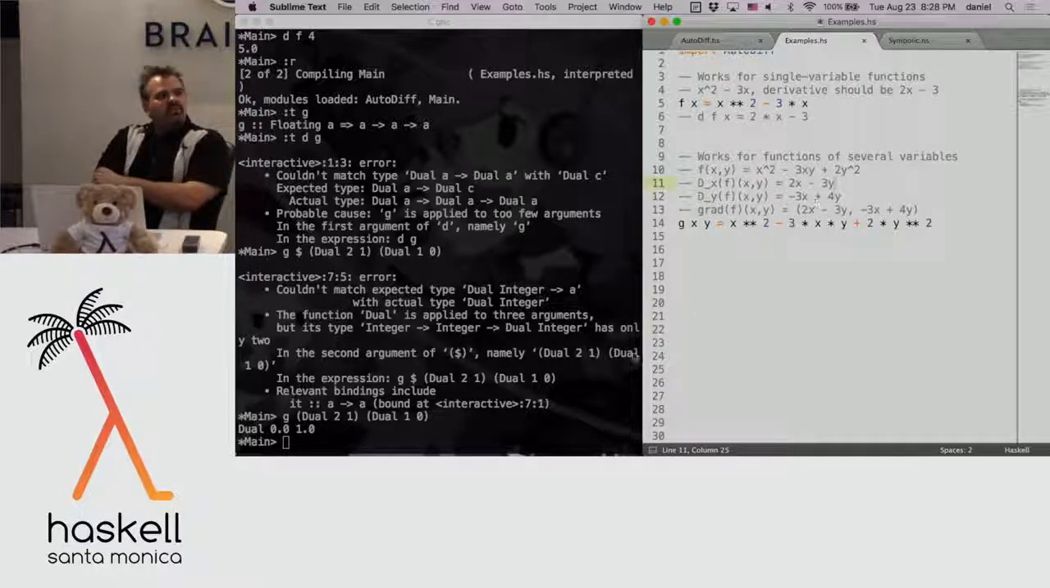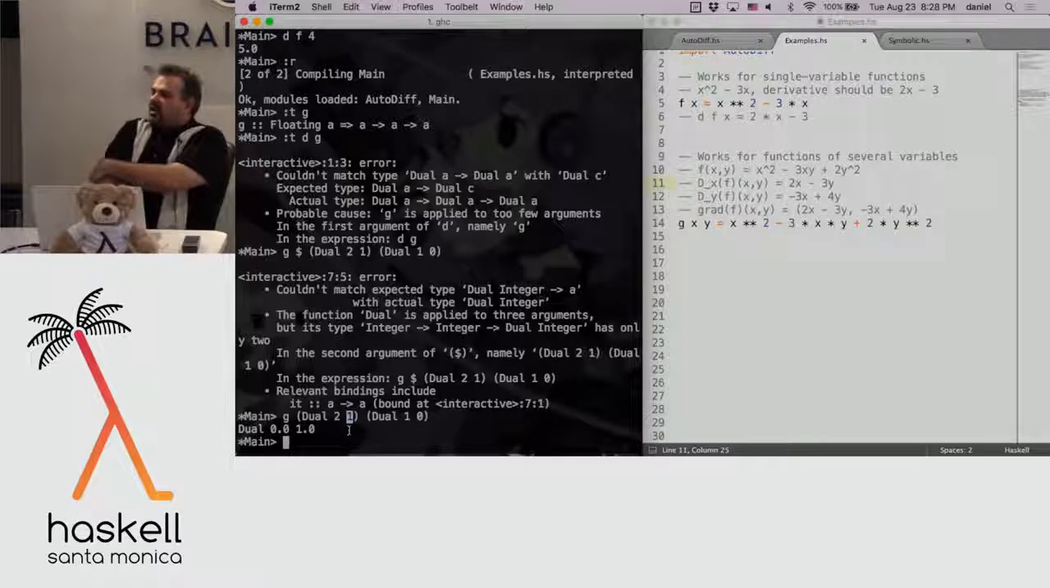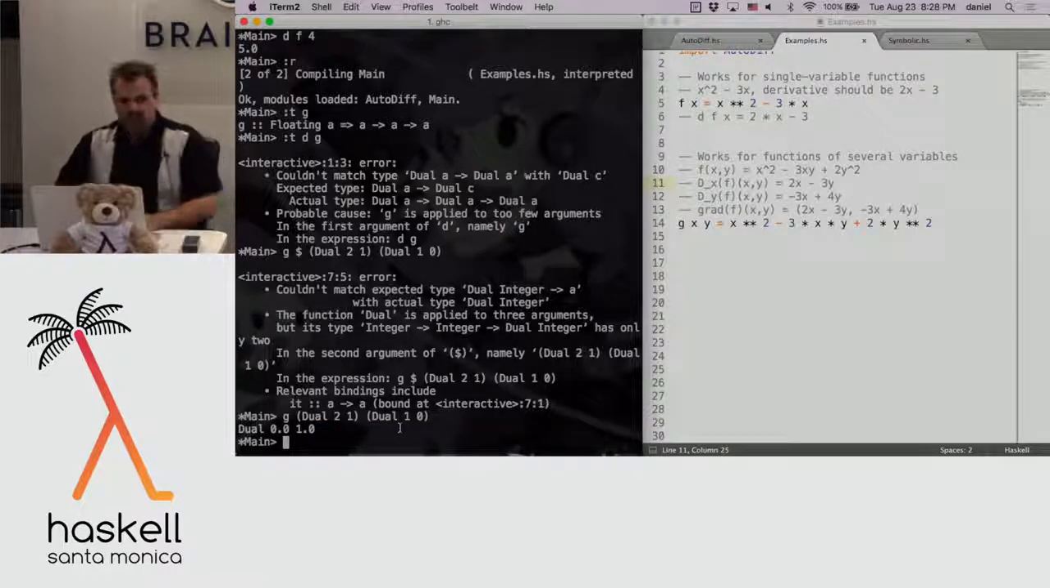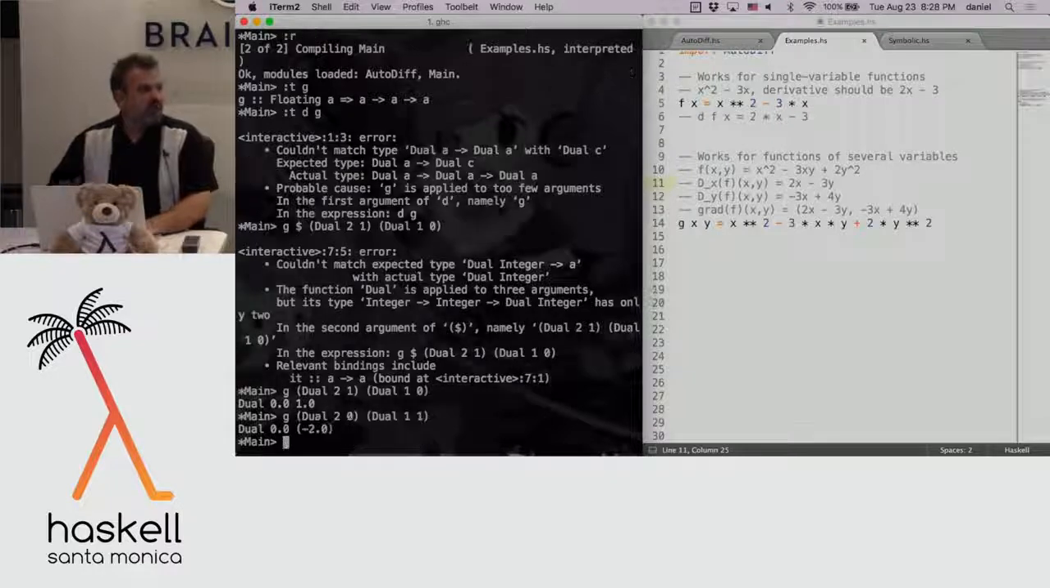Well, so what we've done is we've passed in a dual where the first argument has a 1 for its second datum, and the second argument has a 0. What we've done is we've taken the derivative of that function with respect to the first argument, and we've pretended that the second argument is constant. So this is the partial derivative with respect to x. We could do the partial derivative with respect to y.